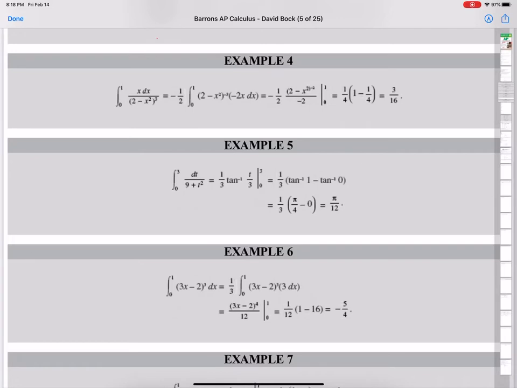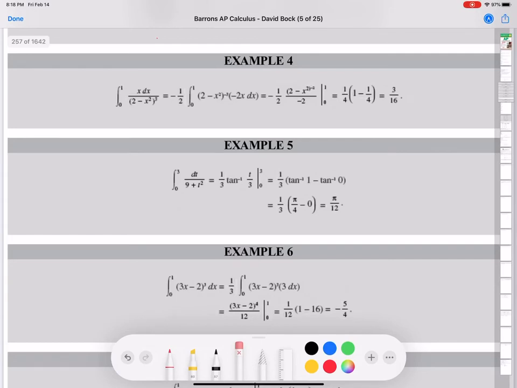Let's start. Example 4: the integral of x dx over (2 minus x squared) cubed, from 0 to 1. So I'll solve this problem. I want to use substitution. Which part is going to be u? 2 minus x squared is equal to u.